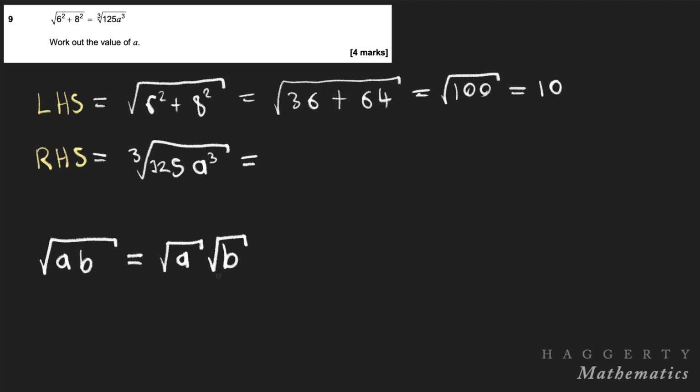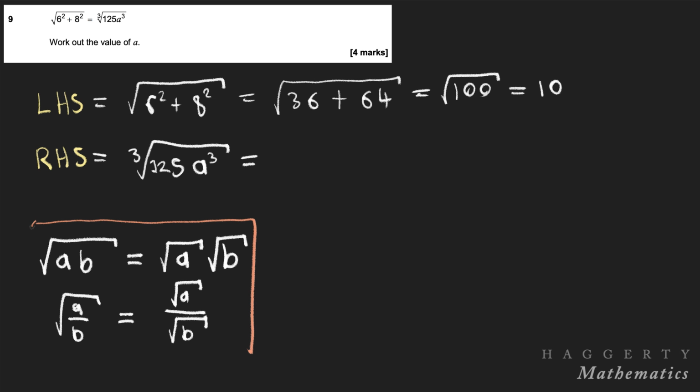And likewise, the root of a fraction is equal to the fraction of the roots. We're not going to need that here, but it's a very similar kind of rule. The root of a over b is the same as the root of a over the square root of b. So there are some of your rules for surds. I'm not going to explain where those come from for the moment. I'm just going to get on with the question.